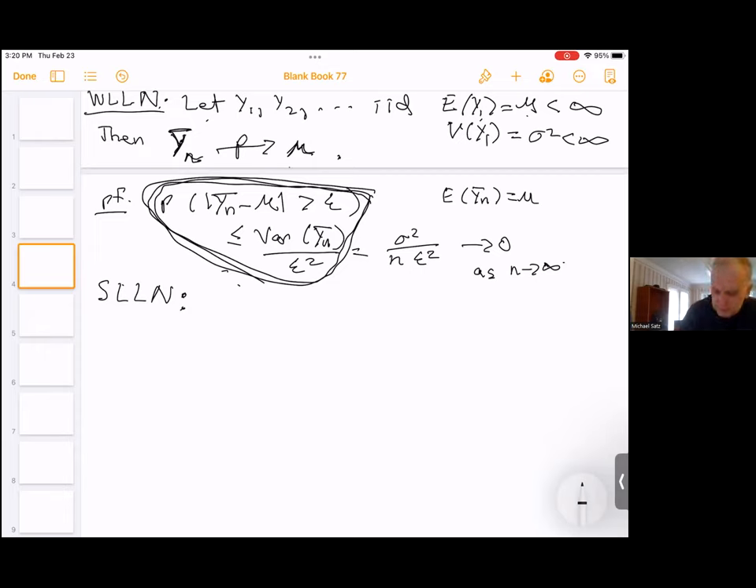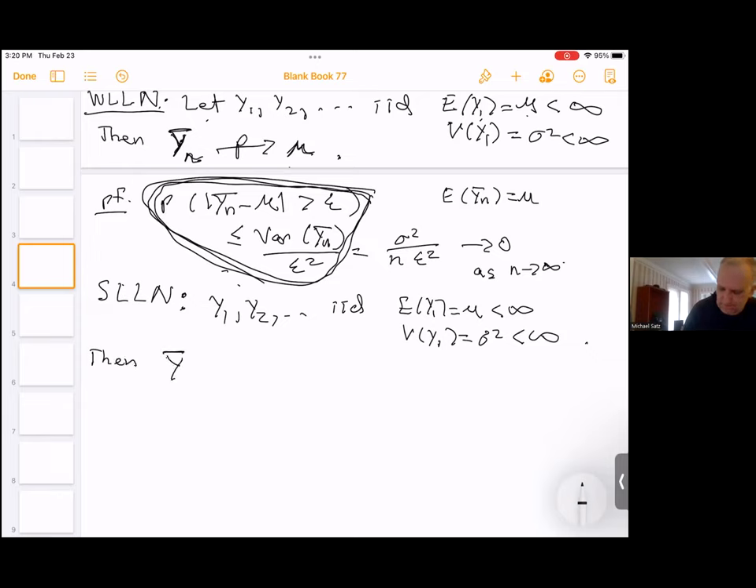So, okay, suppose you have the same setup, exact same setup, Y1, Y2, IID, exact same requirements, EY1 equals mu, finite variance, E of Y1 squared equals sigma squared, finite. Okay, then what's the result? The nth sample mean, right? You know what this means, right? It's the sample mean of the first n. What do you think? So the nth sample mean, what should this do?